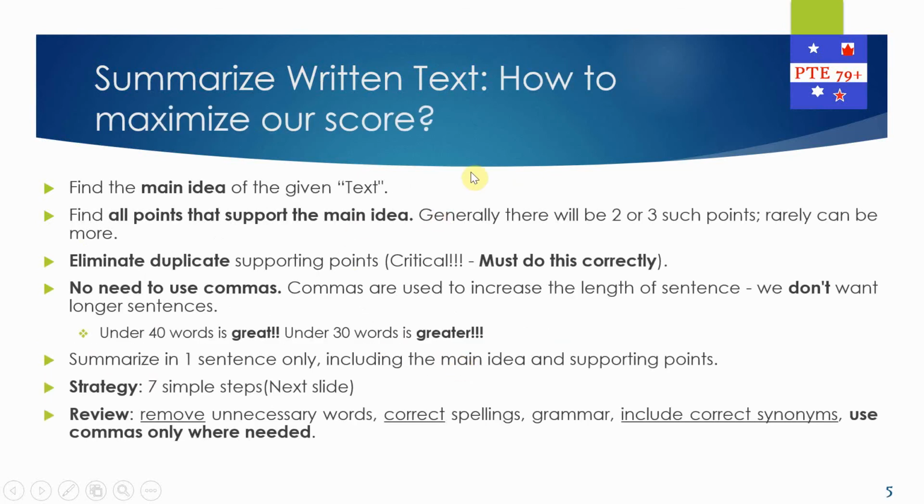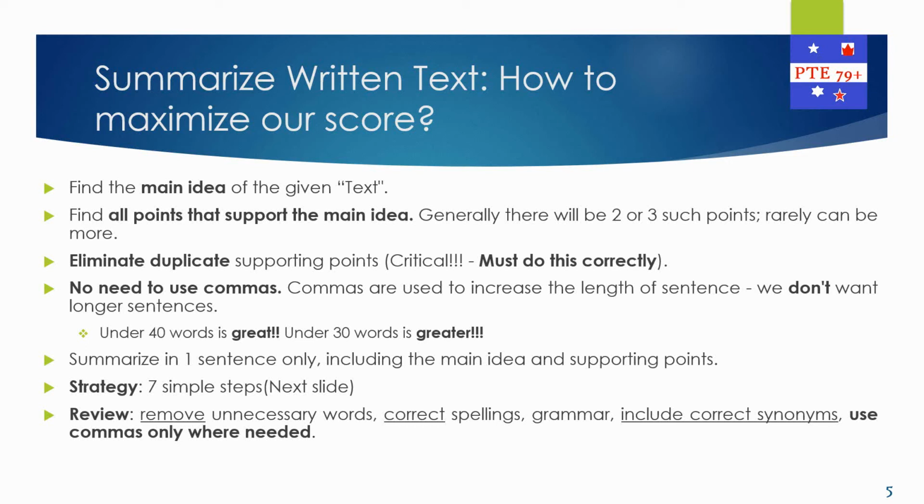That's all the background that you need to know. And then how to maximize our scores. The score is given if you figure out the main idea and all supporting points. That's one thing that we need to do. And once you figure out supporting points, let's say you come up with five, most likely all those five supporting points will be repetitive. So actually they are not five supporting points.